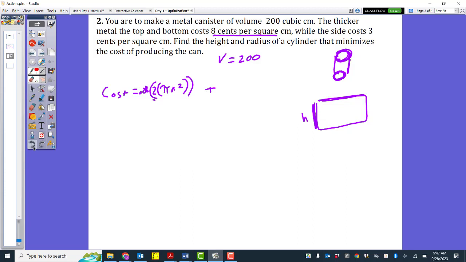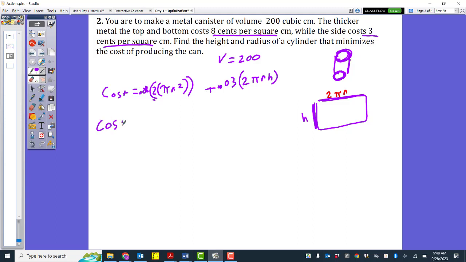So this side right here is just the circumference of the top or bottom, which is 2 pi r. So our area of that face of this shape is 2 pi r h, times the cost to produce that side, which is 3 cents per square centimeter. So 0.03. All right. And now this is the equation we want to maximize.